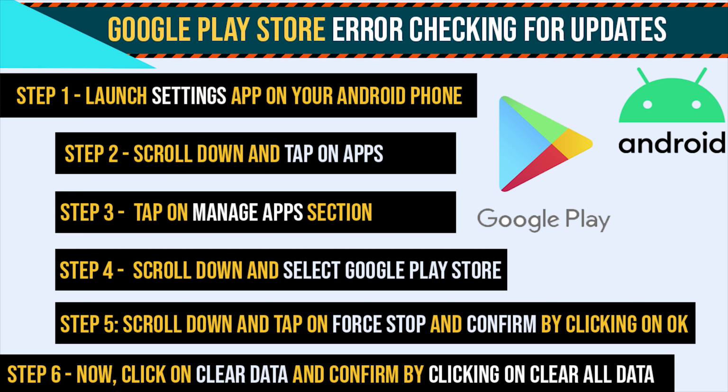Step 6. Now, click on Clear Data and confirm by clicking on Clear All Data. That's it. Once you force stop the Google Play Store app and clear all data, then you will not see the Google Play Store error checking for updates, and you will see a list of all applications which are ready to update.